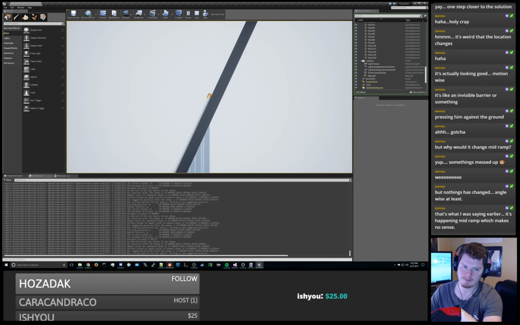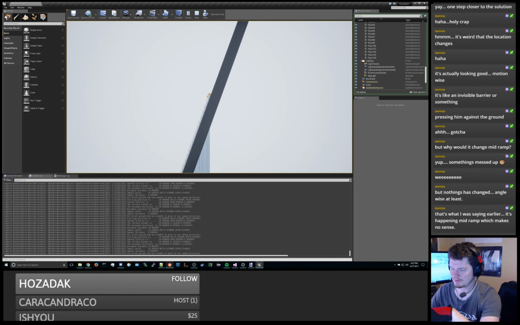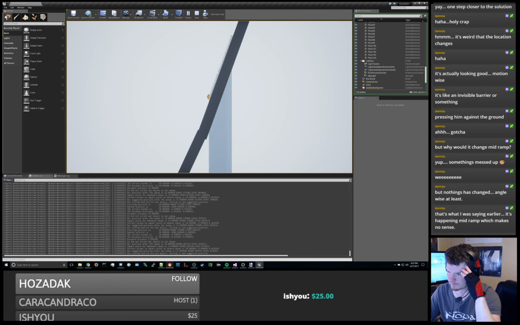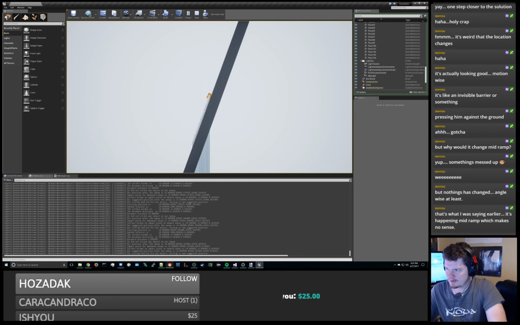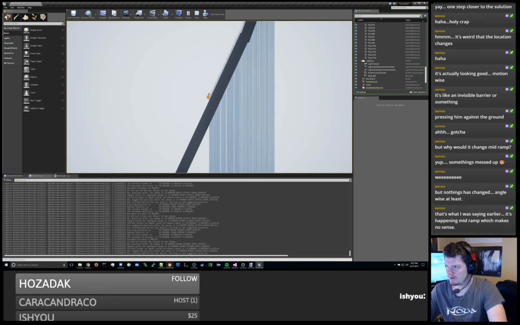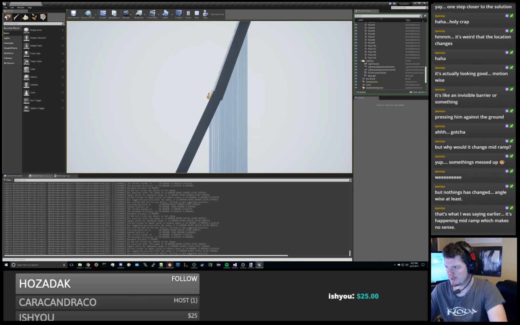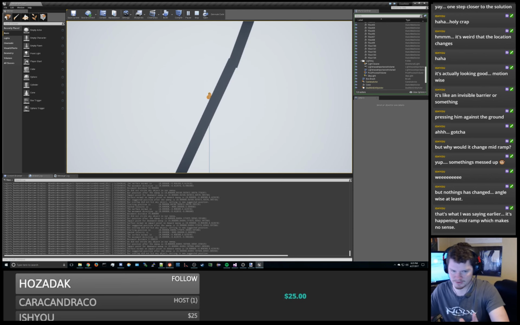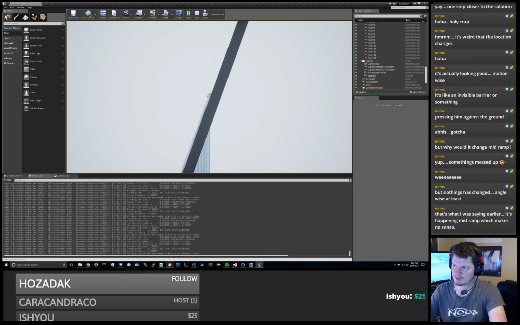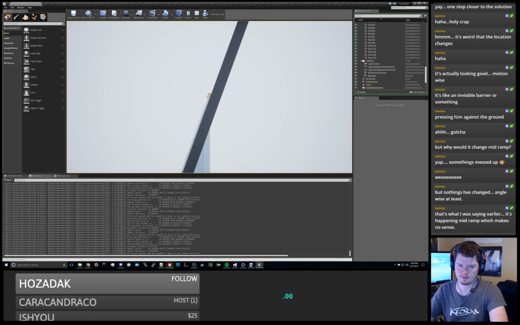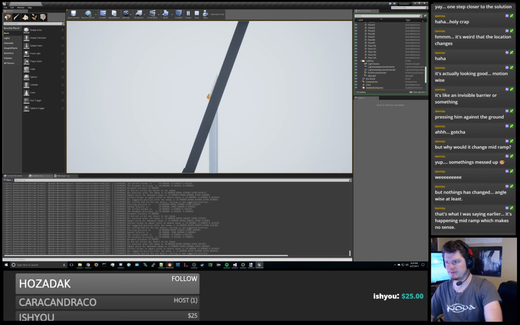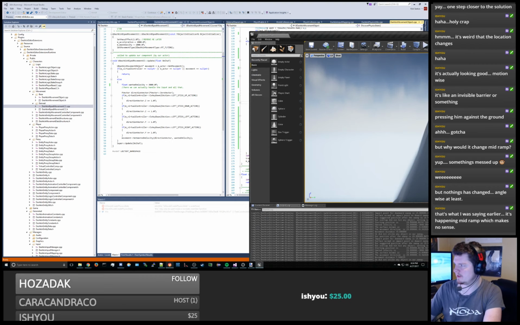Yeah, it happening mid-ramp means there's something wrong with Unreal, when there's some degenerate case that they're not handling properly. So it's going to be something like that. Anyway, when we come back, I'm going to try changing how I'm computing the surface normal. I'm going to grab the surface normal from the previous on-ground state and use that for the initial raycast to find the surface normal. And you'll see all these lines go that way instead of down.